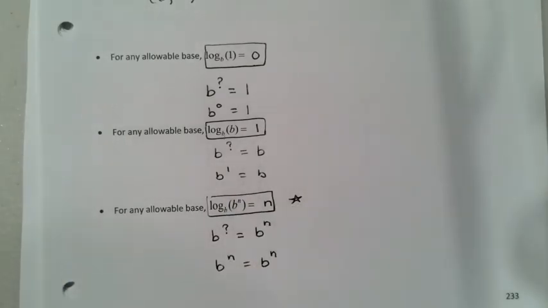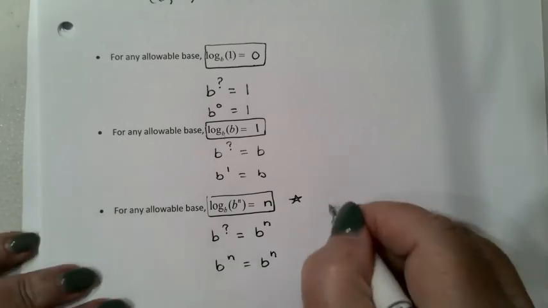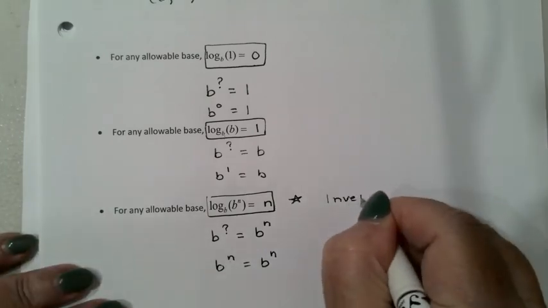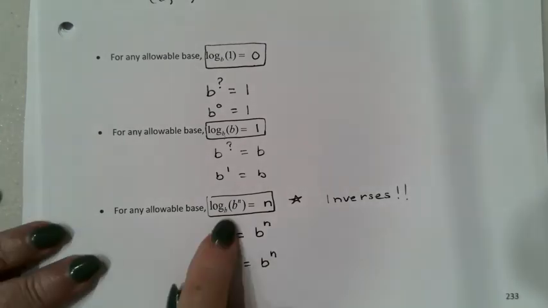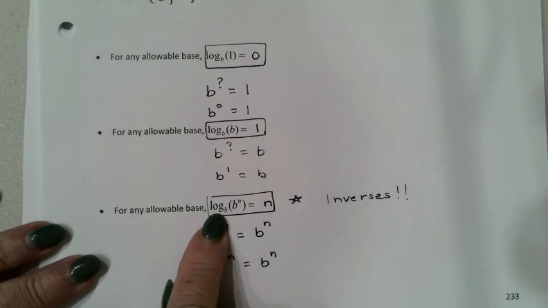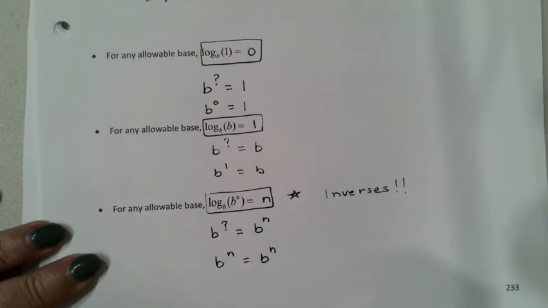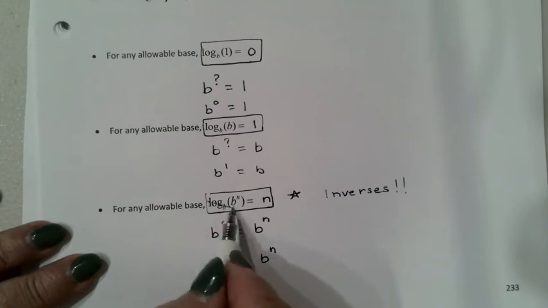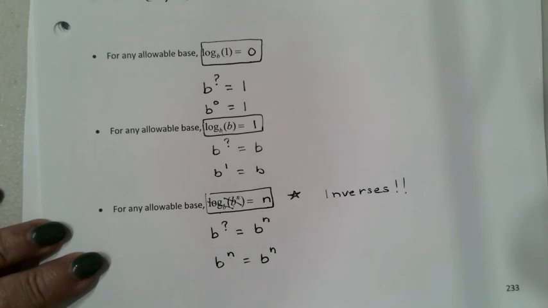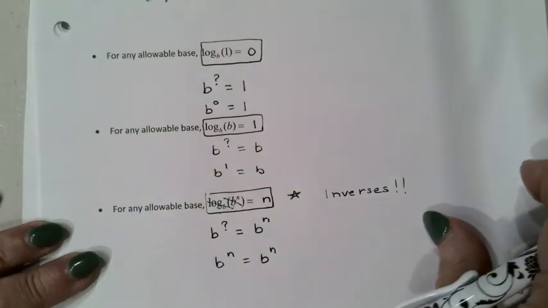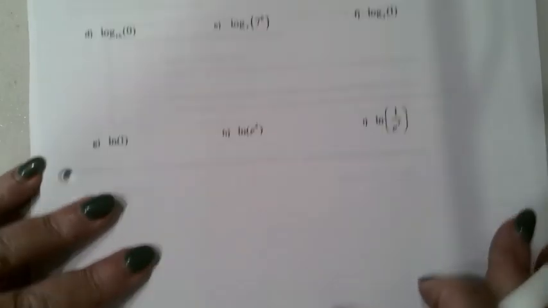That statement there is particularly important because you can see the inverses. Right? The exponential base b and the log base b are inverse functions, so they kind of do and undo, and what's left is just that n up there. All right, let's practice some of that information just a little bit.